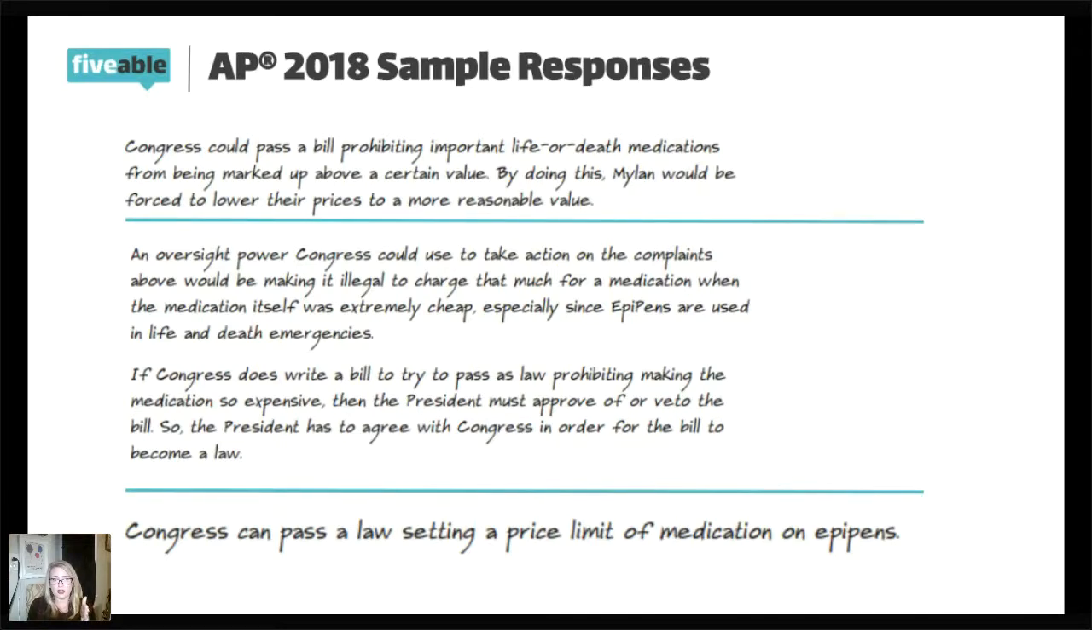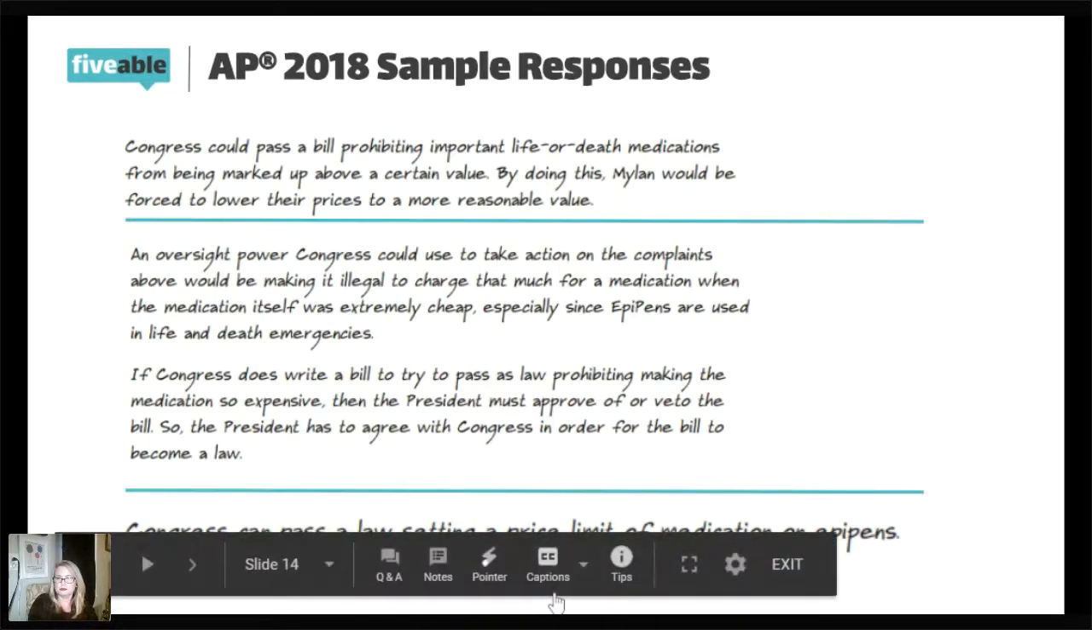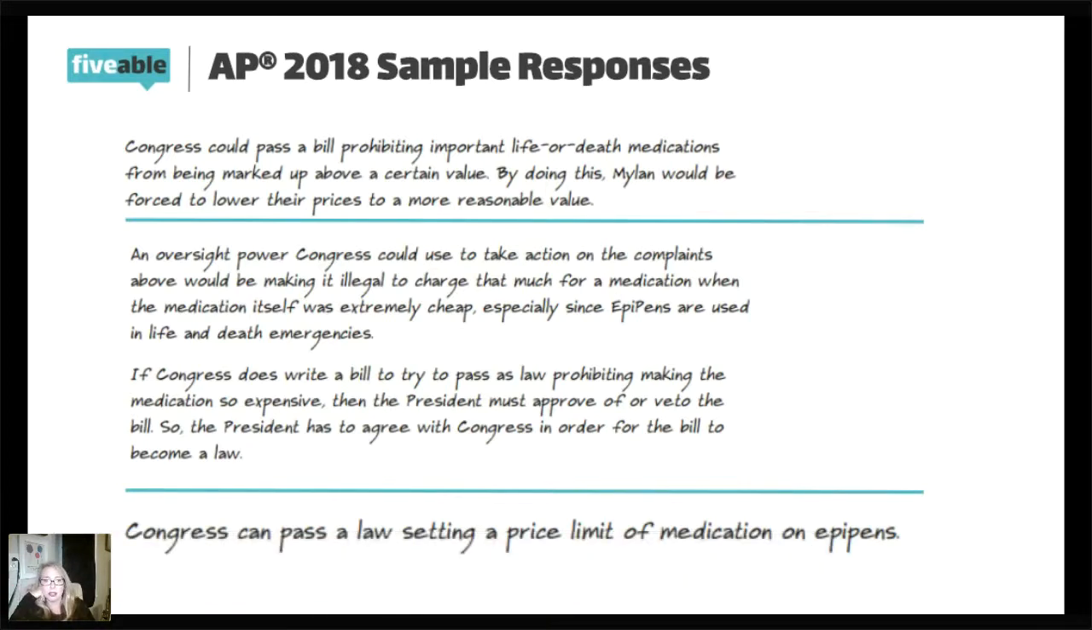So this person actually got the point because in the second paragraph, they said something about passing a law. Okay, so Congress has the authority to pass laws about all kinds of things, including regulating commerce. Okay, the third sample response, Congress can pass a law setting a price limit of medications on EpiPens. Do you think that that got the point? Yeah, you would think it would not, right? Because I expected you to say no, but it actually got the point. All they wanted you to say was something about Congress passing a law. That is all that was required.